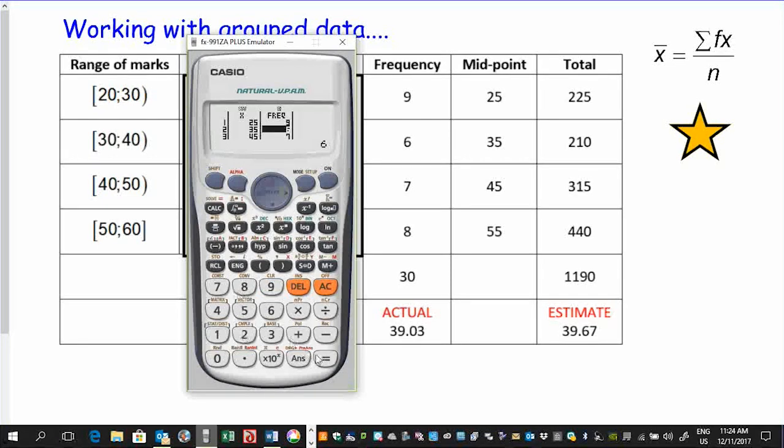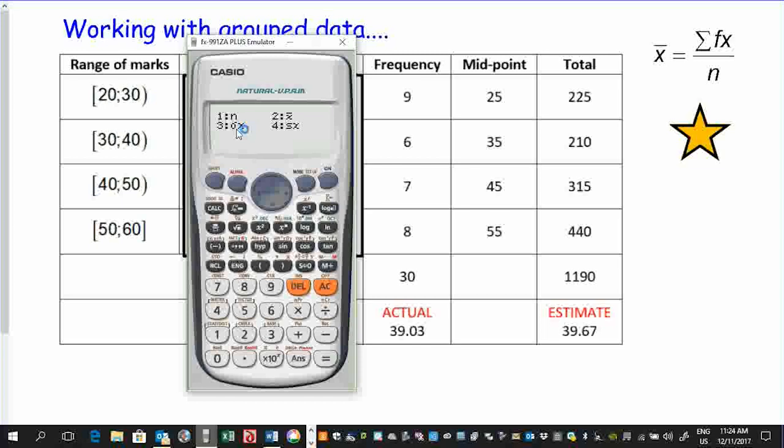Okay, so that was a useful little check. If I go Shift Stat 4 for the variables and I go 1, I get 30 data items, which is what I was hoping for. Shift Stat 4, I can now also get the mean or the standard deviation, but those will be estimates.